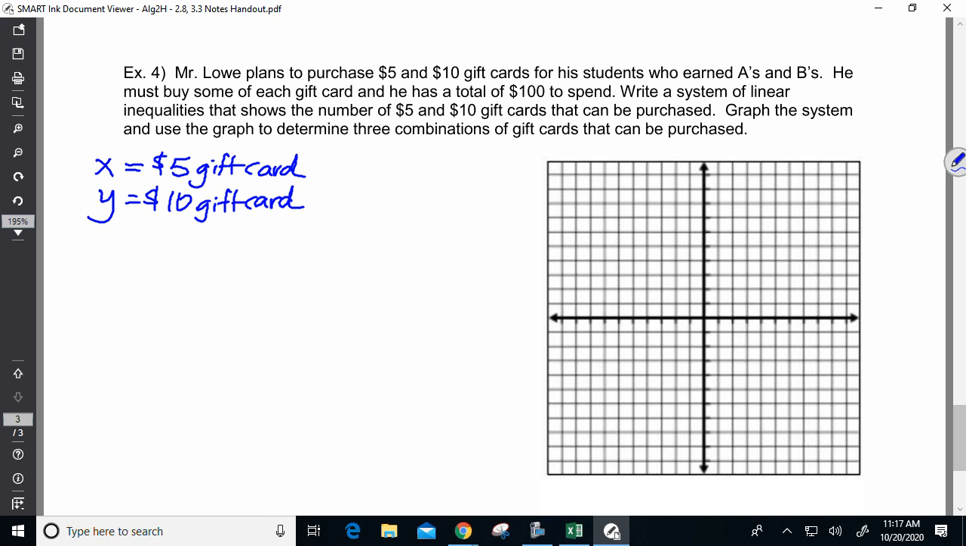But we're gonna let x equal the $5 gift cards, and y equal the $10. So, a couple things to keep in mind as we read the problem. He must buy some of each gift card. So that means I can't buy no $5 cards or no $10 cards. So that tells you how to set up two parts of the problem. x has to be greater than 0, and y has to be greater than 0. There's two of your inequalities. Why? Because I have to buy some of each.